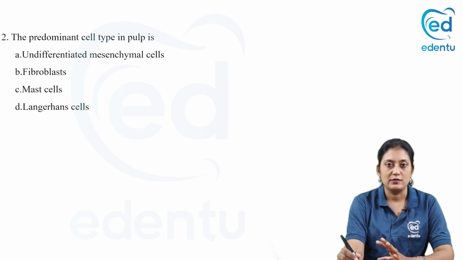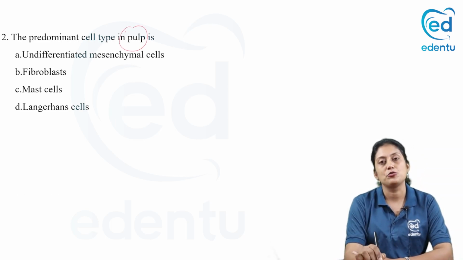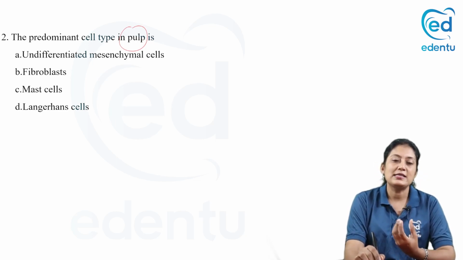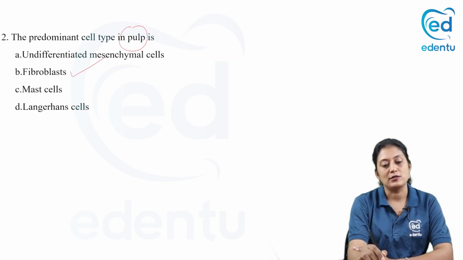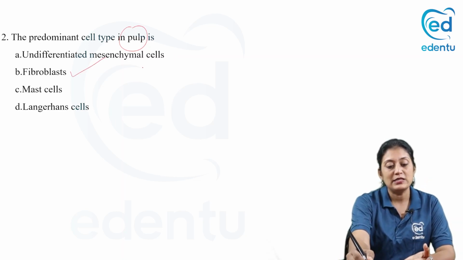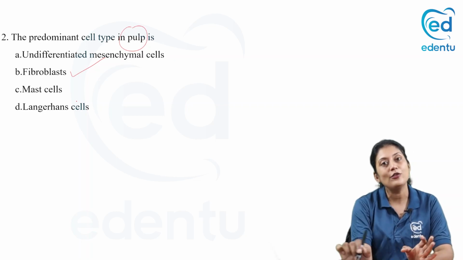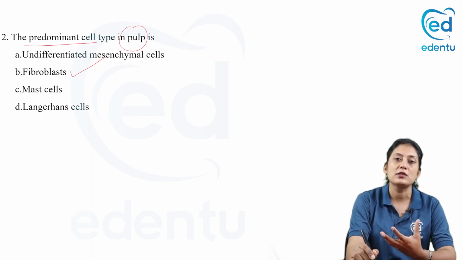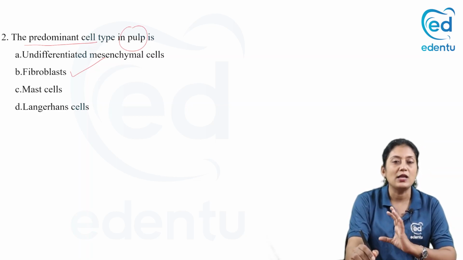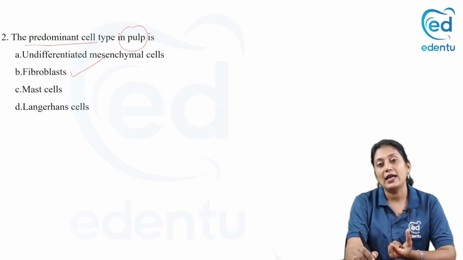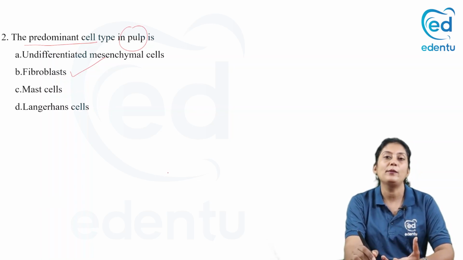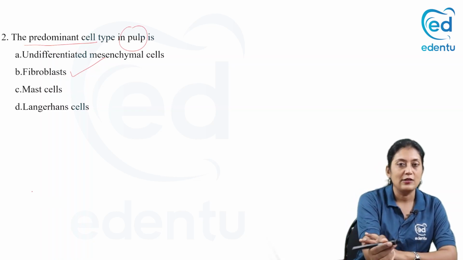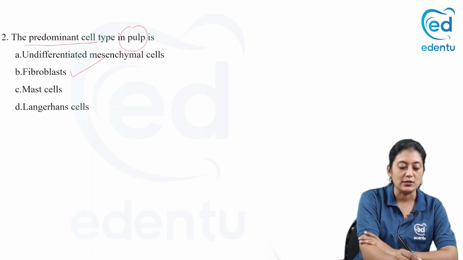Next question is the predominant cell type in pulp. It's a straightforward question. Pulp is a specialized form of connective tissue like periodontal ligament. So in any type of connective tissue, the main cell that you will be seeing is the fibroblast. Please remember, undifferentiated mesenchymal cells, mast cells, Langerhans cells, all of these will be seen in the pulp. But the question here is the predominant, the most numerous type of cell. So the answer is fibroblast. The same question can be asked in periodontal ligament also. The predominant cell type in periodontal ligament, again the right answer is fibroblast only. The function is to form the fibers and ground substance.